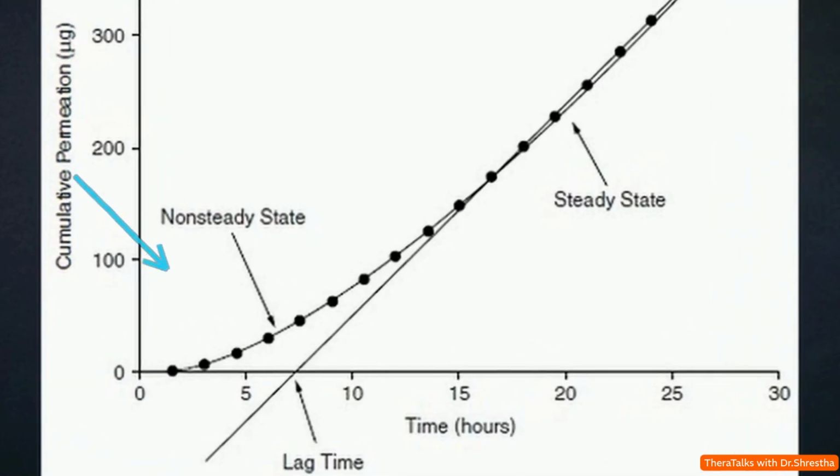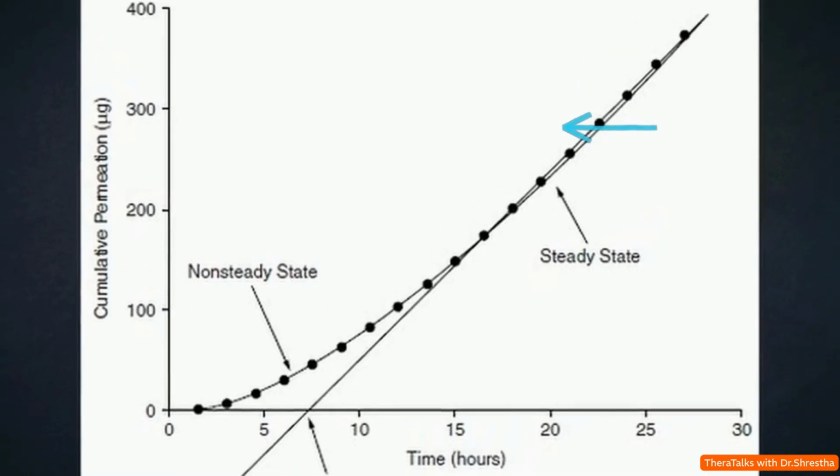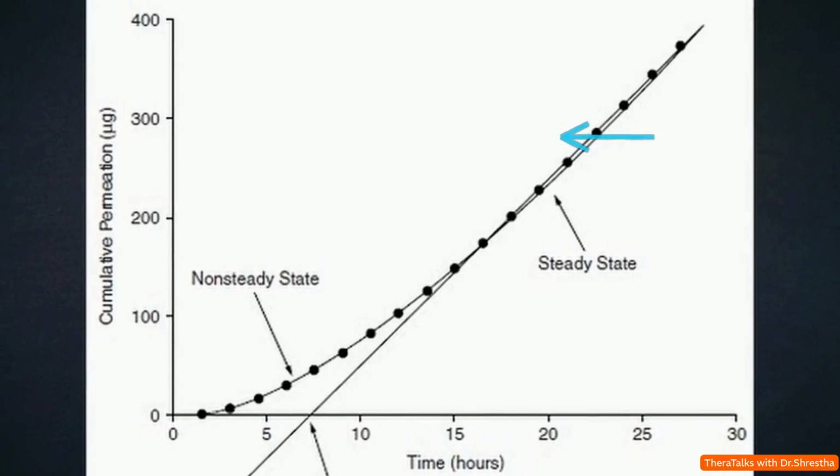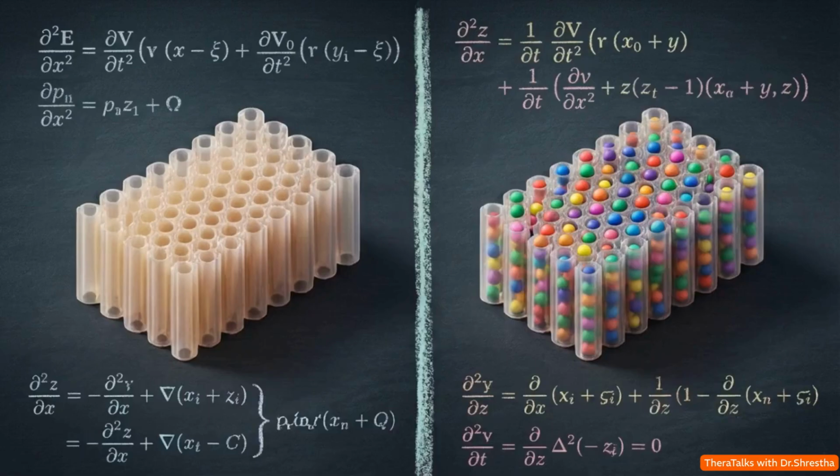There is an unmistakable delay, a shallow upward curve across the beginning of the timeline. Then the curve snaps into a rigid, straight diagonal line. What physical mechanisms are happening inside that microscopic barrier to cause this delayed onset before locking into a constant rate?